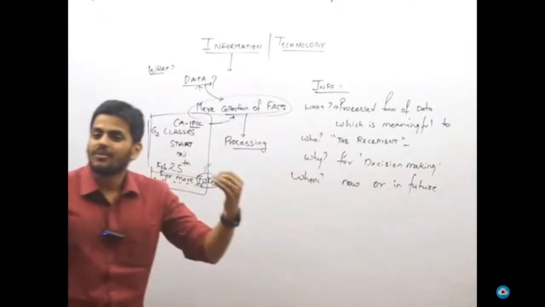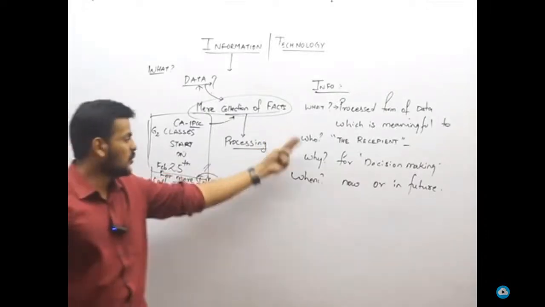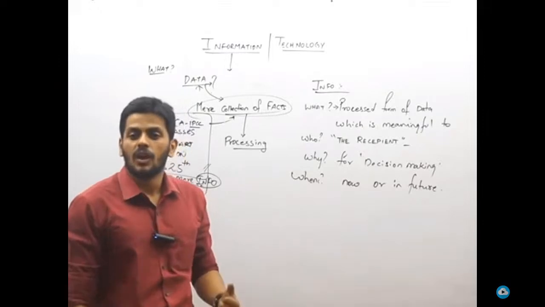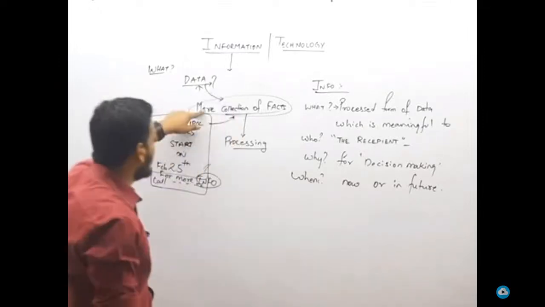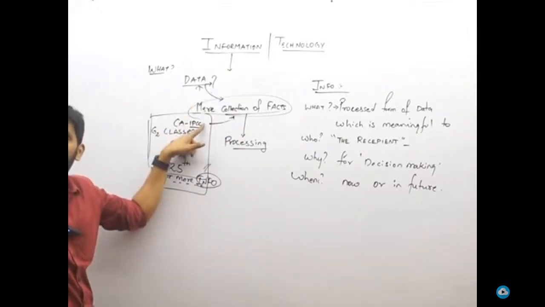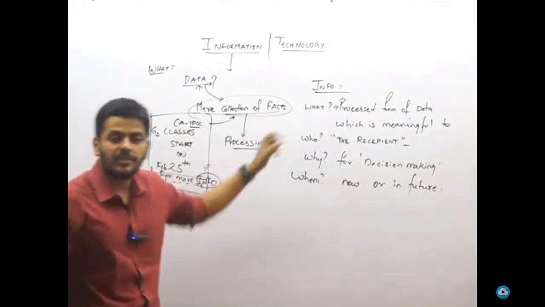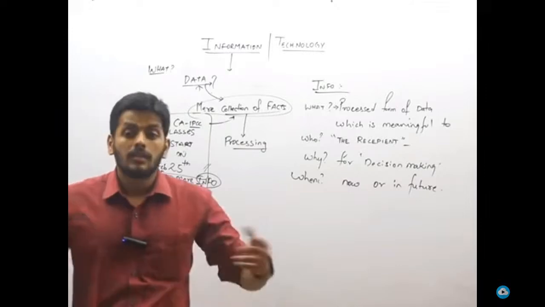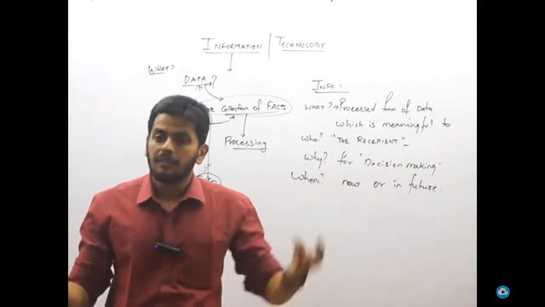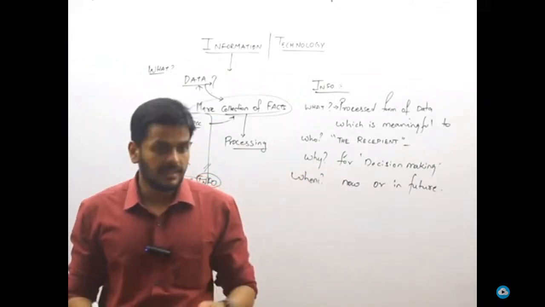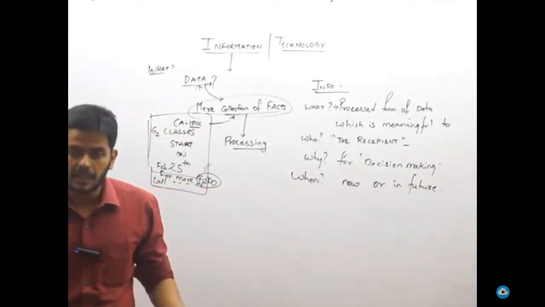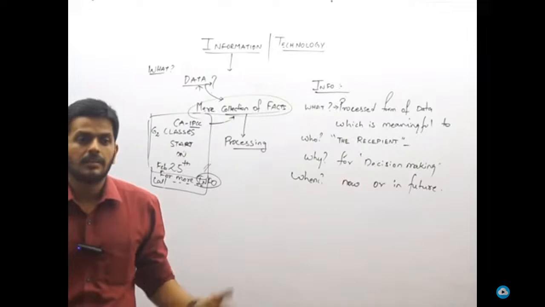So guys, we are just raising four questions. What, who, why and when. Come on everybody, together with me, tell me now. What is data? Data is only a mere collection of facts. But when it comes to information, what is information? Information is a processed form of data. It is meaningful to the recipient. For what purpose? For decision making. When? Now or in future.